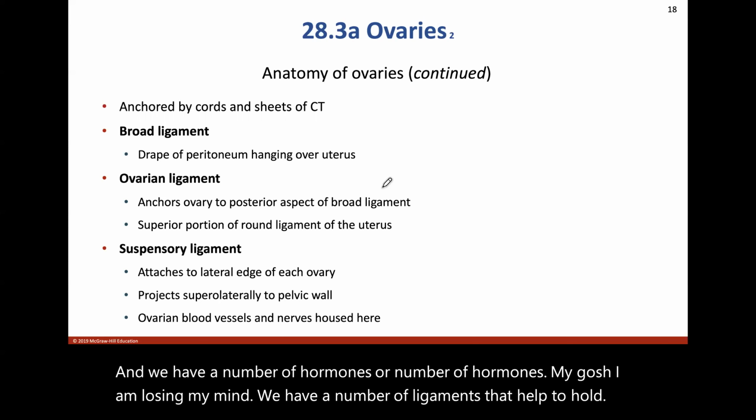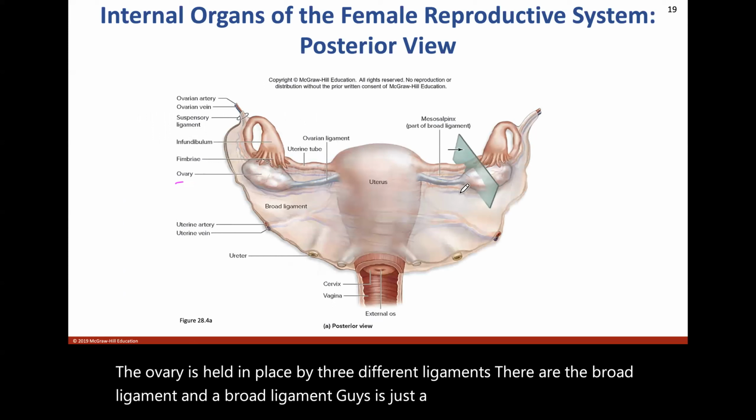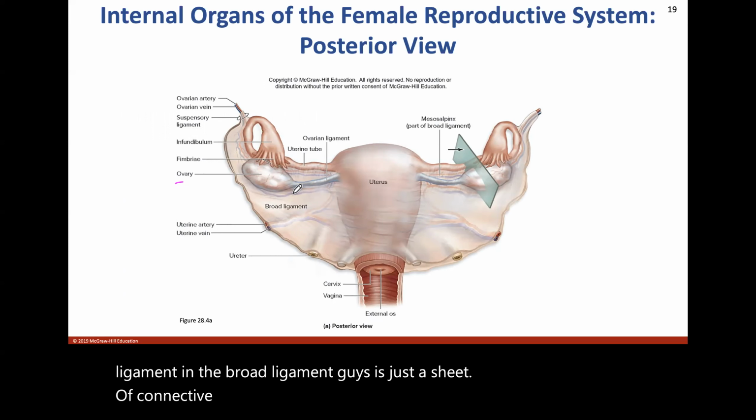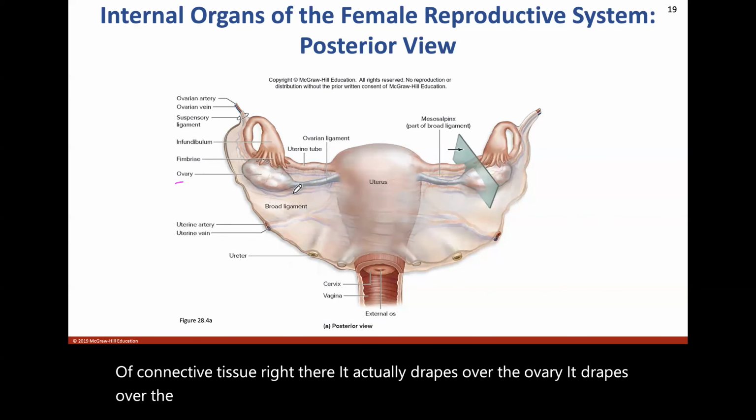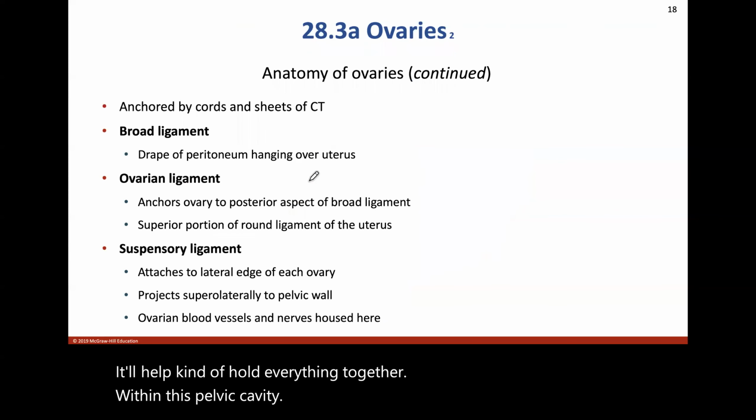The ovary is held in place by three different ligaments. They are the broad ligament, and the broad ligament, guys, is just a sheet of connective tissue right there. It drapes over the ovary. It drapes over the fallopian tube. It drapes over the uterus. It helps hold everything together within this pelvic cavity. So not only is it helping to anchor the ovary, it's the oviduct, the uterus.